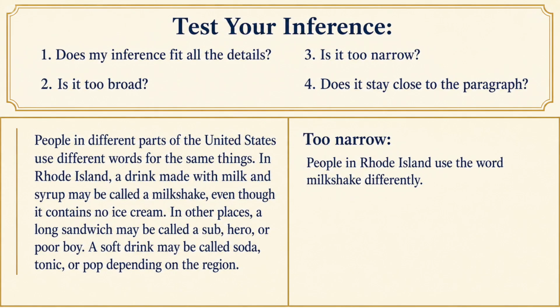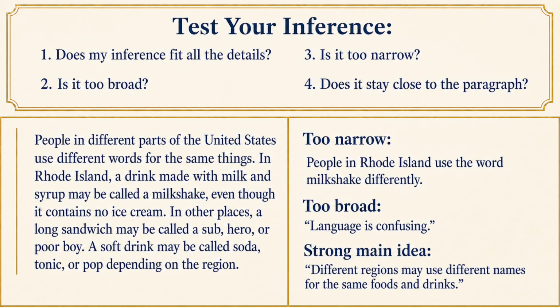The following sentence is too narrow. People in Rhode Island use the word milkshake differently. That is true, but it only covers one example. Now, the next sentence is going to be too broad. Language is confusing. Why? Because that is too general.